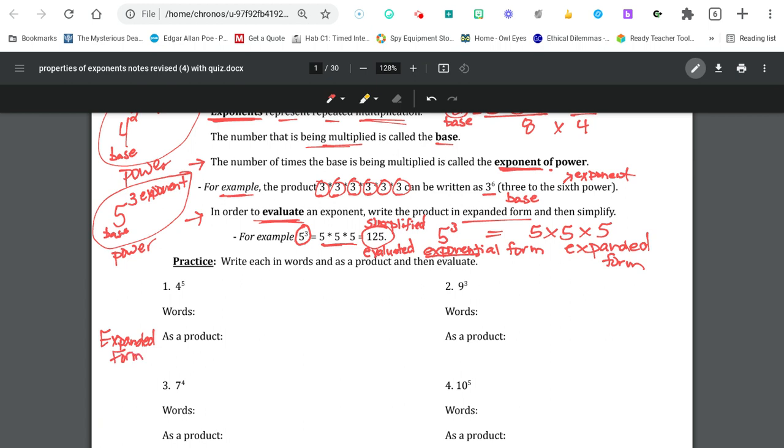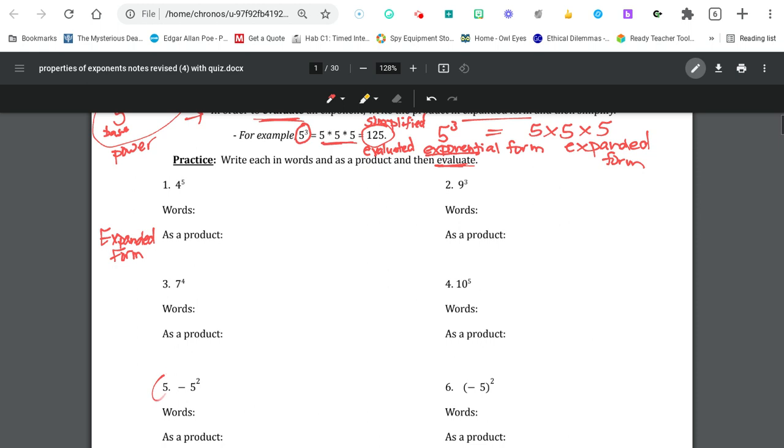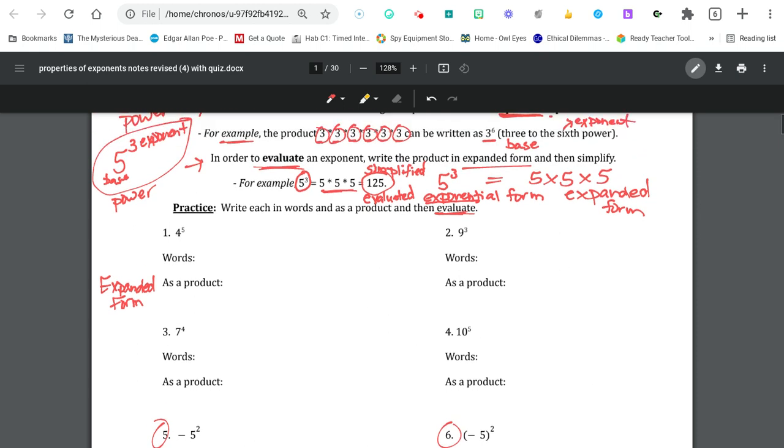And I'm not asking you to simplify it. So I'm not asking you to evaluate and give me an answer. Oh, yes, I am. Let's put that. It's not in my, it says write each in words and as a product and then evaluate. Okay, I didn't put that in my problem. In each of these I got words and as a product, but I forgot to put evaluate. So that's my fault. We'll evaluate these two. We need to because these two are going to be very different. It's important that we do evaluate or get an answer for those.